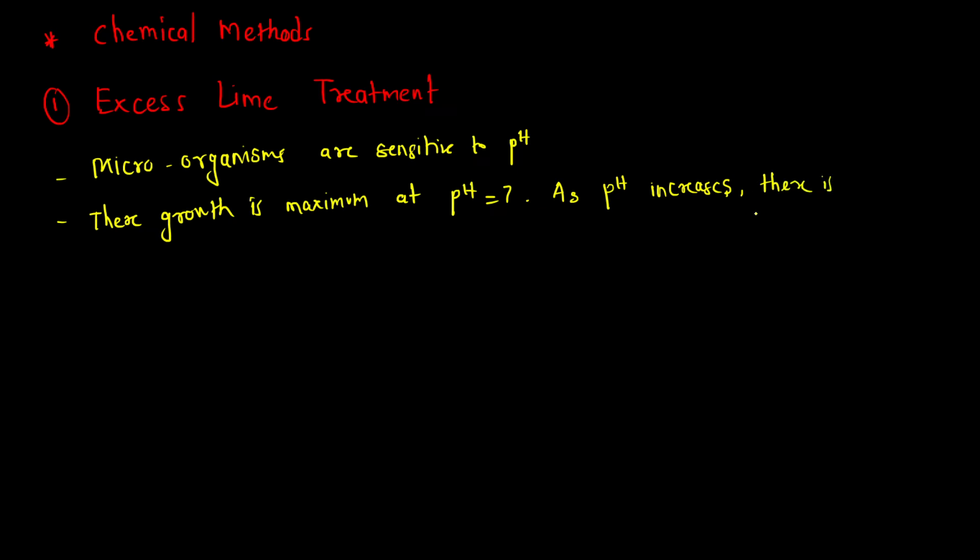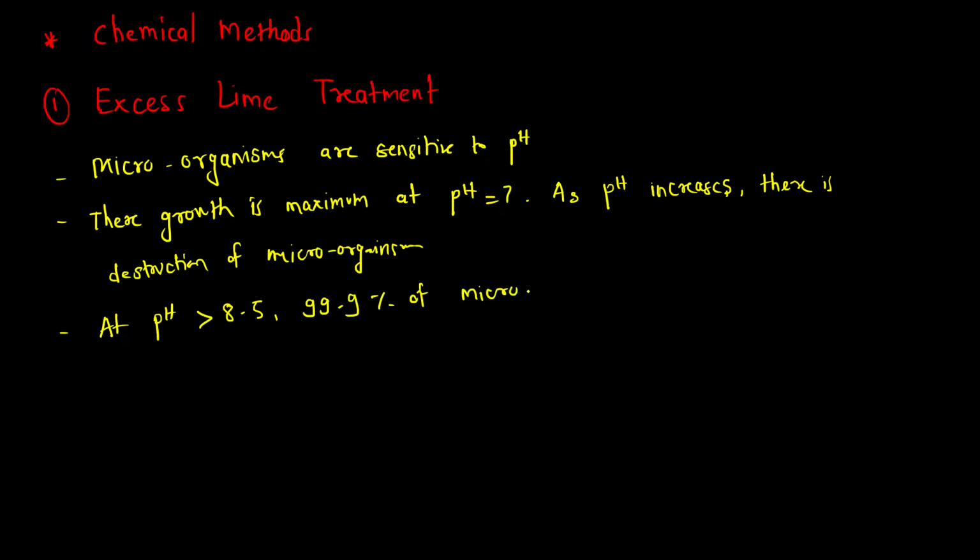there is destruction of microorganisms. So microorganisms get destroyed at a pH greater than 8.5. 99.9% of microorganisms get destroyed.